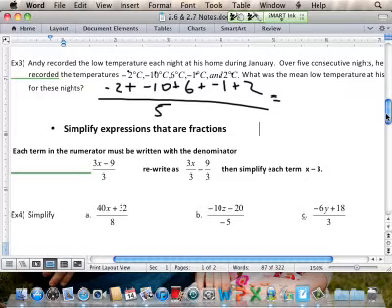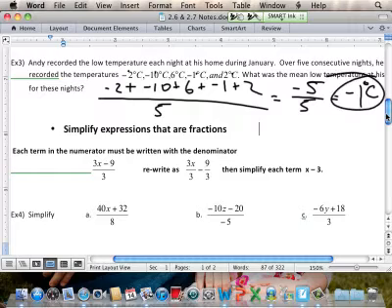All right, so I have, let's see here, -2 and -10 is -12, plus 6 is -6, plus -1 is -7, plus 2 is -5, over 5. So -1 degrees Celsius was the mean low temperature, was the average. Okay, was the average.